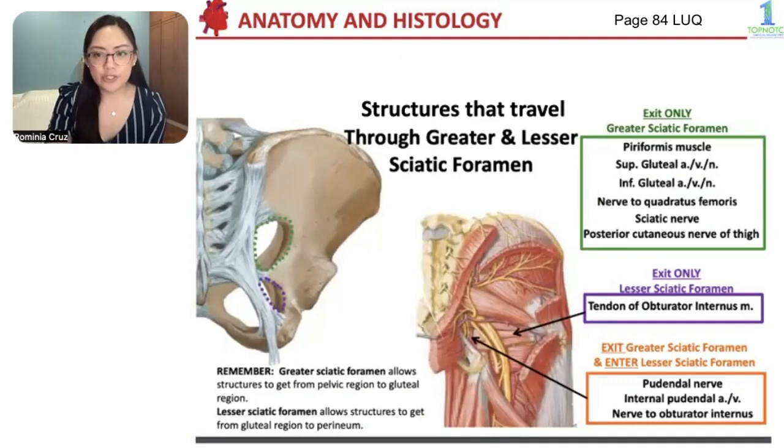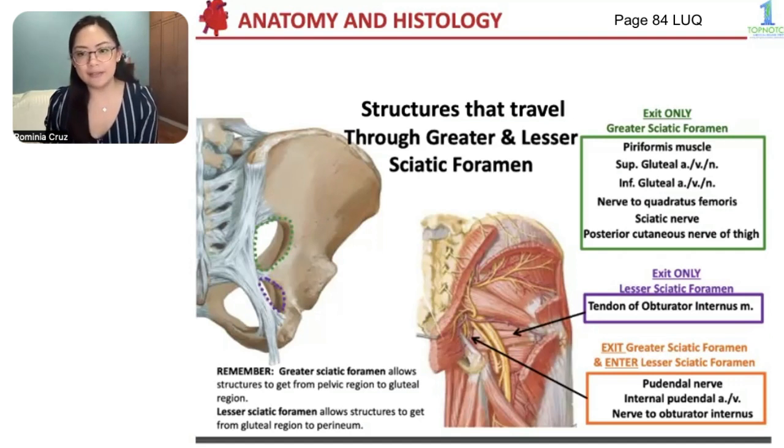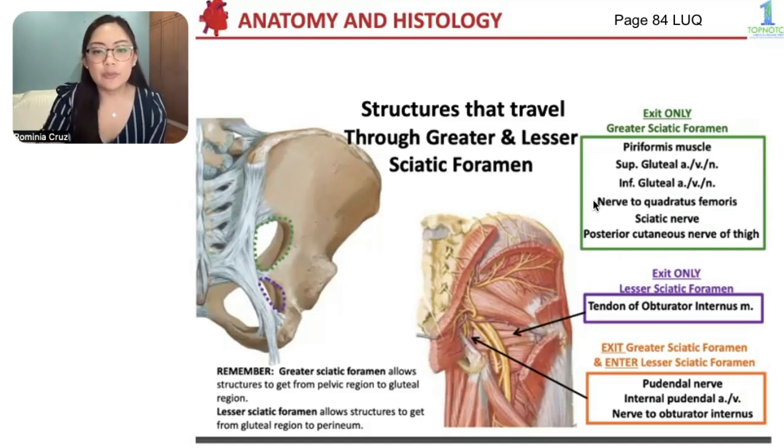So there are 4 structures that pass through your lesser sciatic foramen, and 3 of which would also pass through your greater sciatic foramen and would enter your lesser sciatic foramen. These would be your pudendal nerve, your internal pudendal vessels, and the nerve to the obturator internus. So technically, there's only one structure that passes through your lesser sciatic foramen that does not exit your greater sciatic foramen, and that would be the tendon of your obturator internus muscle.